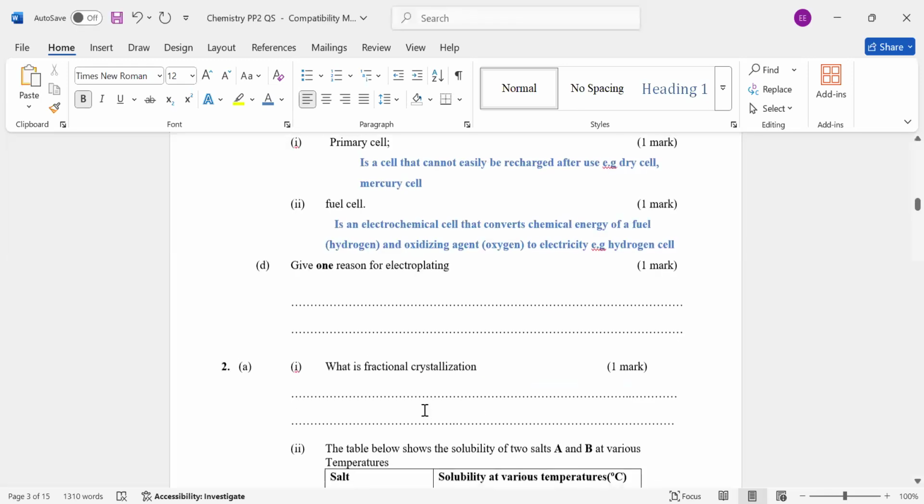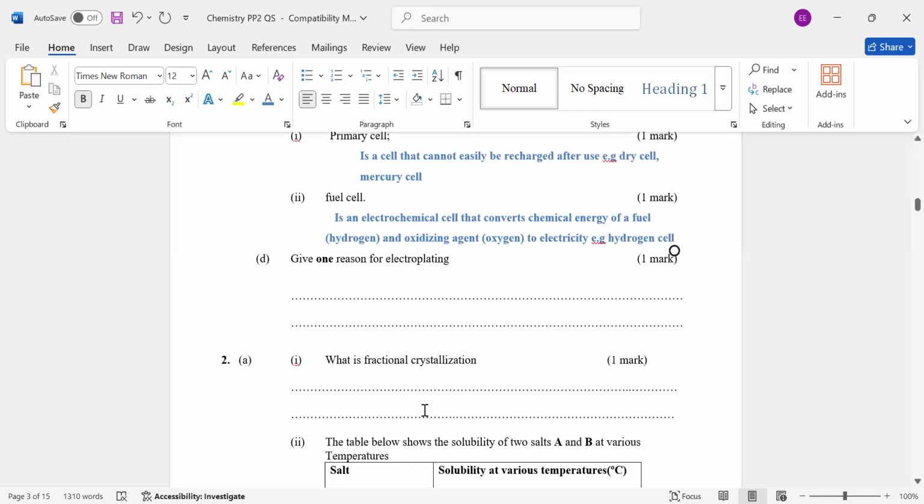A very easy question here. The reason for electroplating. This one you can even ask for ones, right? Oh, no, we don't have form ones, they're form twos. Yes, Ben.